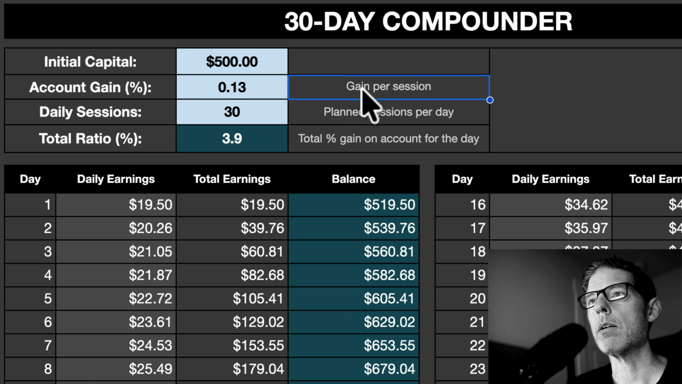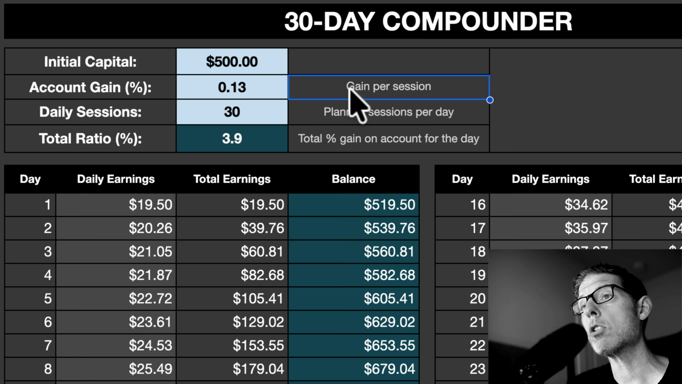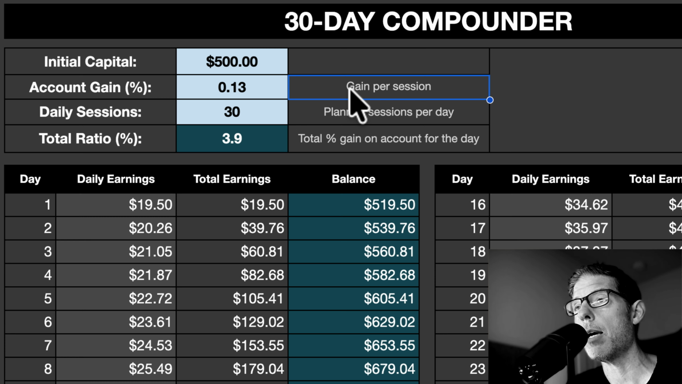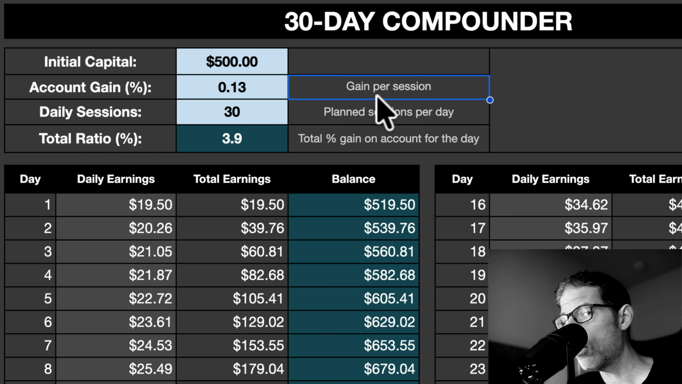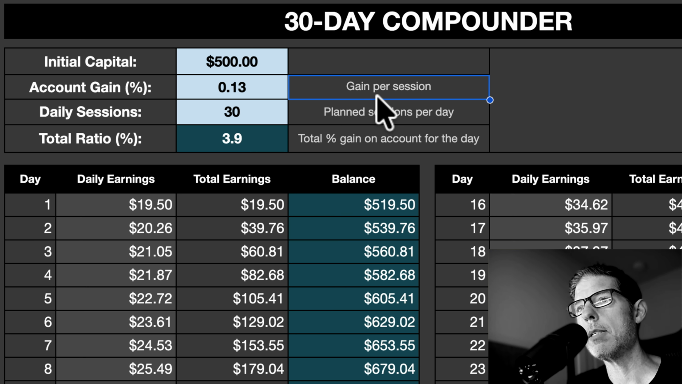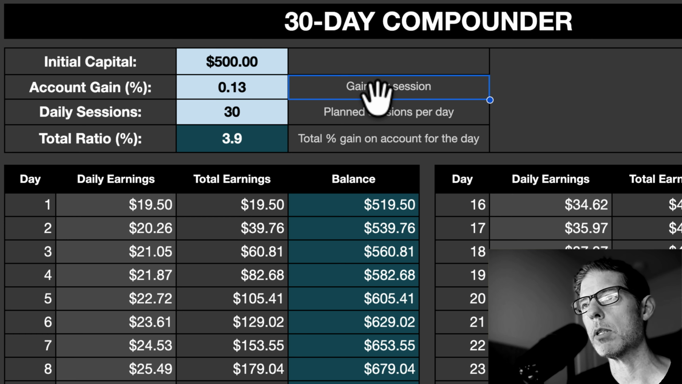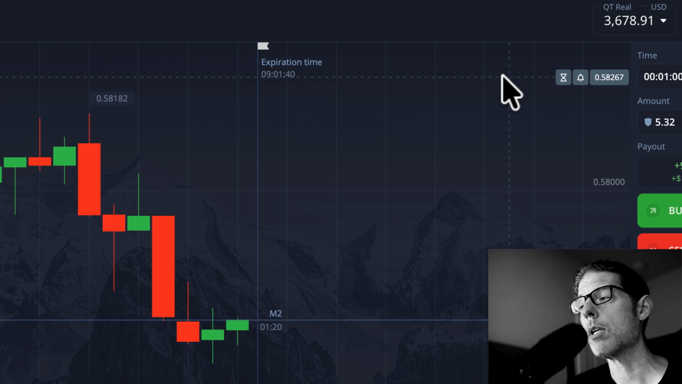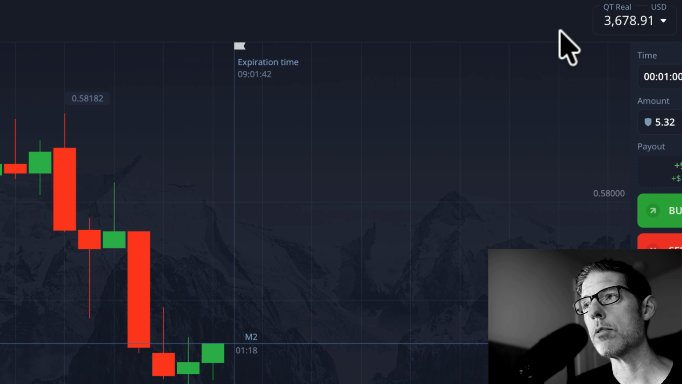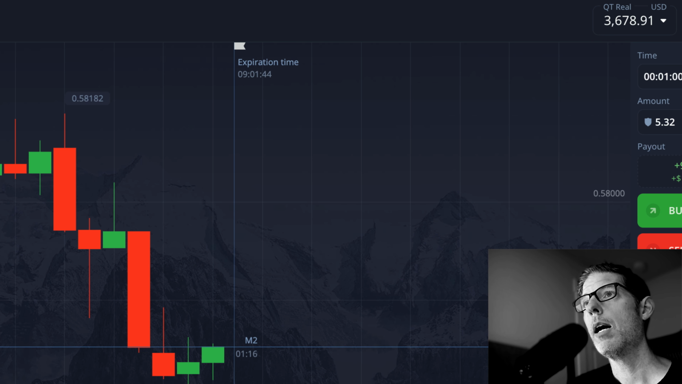So it says right here, gain per session, which is important. This is not after the whole day. This is just per session, guys. You can still get to those 1%, 2% days. You're just going to have to do multiple sessions to get there. But it's a much safer route to go. At least for me, it's allowed me to take a few $100s and turn that into over $3,000 just by doing this, being ultra conservative this way.